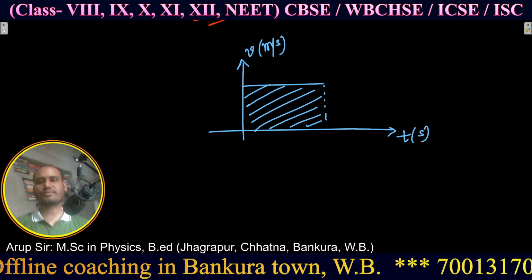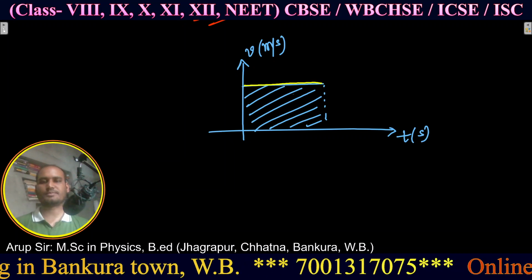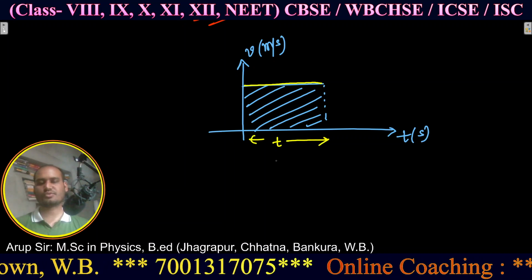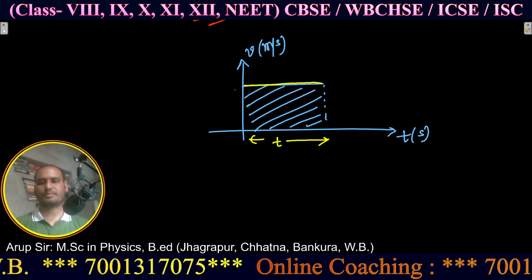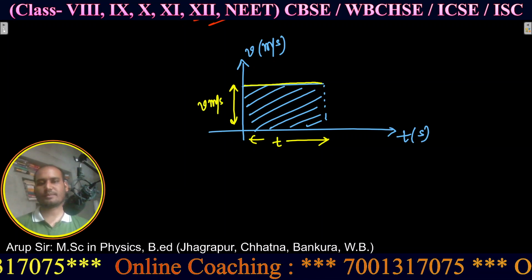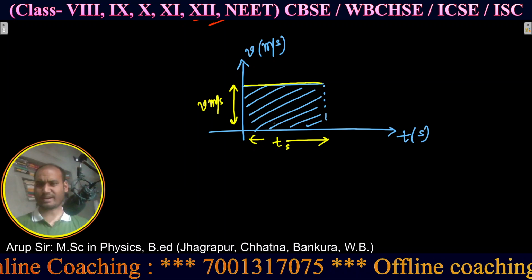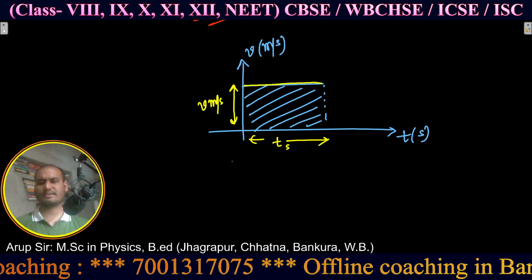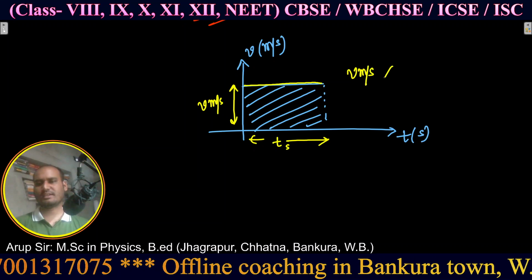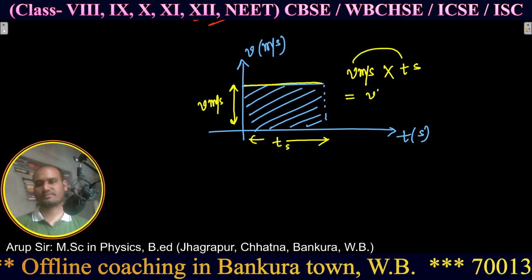If I want to calculate the area of this graph, this is the time axis, so length is time, and breadth is velocity, that is v. Obviously we have to put units: it is t second, it is v meter per second. What is the area of this graph? Area is length into breadth, v meter per second into t second, that is vt.